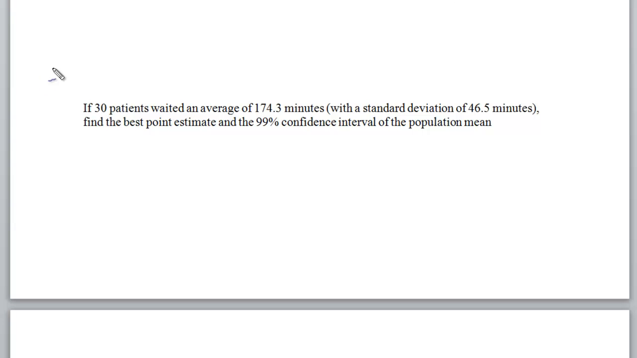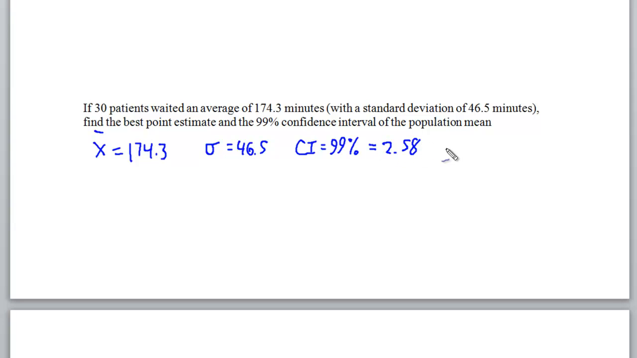Alright, hopefully you've worked on that and now you're checking your work. Your sample average of people waiting in this hospital is 174.3 minutes. Its standard deviation is 46.5 minutes, and the confidence interval is going to be 99%. So if we looked at 0.9950 on the chart, that's going to be a z-score of 2.58, and our sample size is equal to 30.